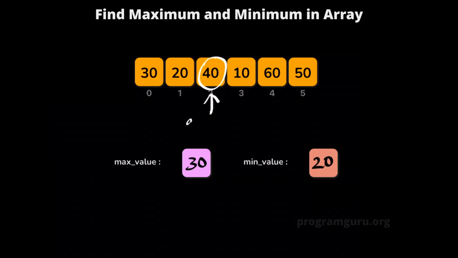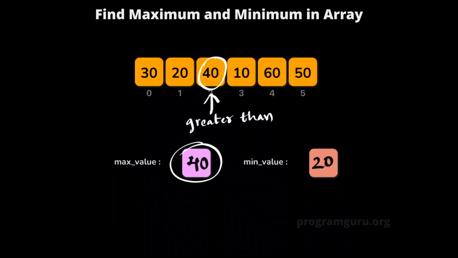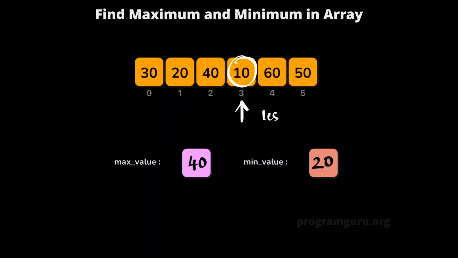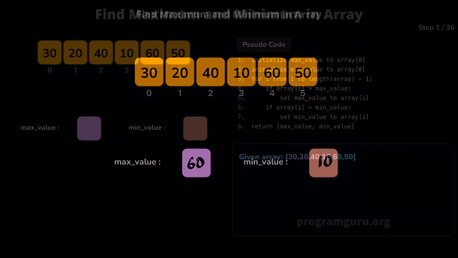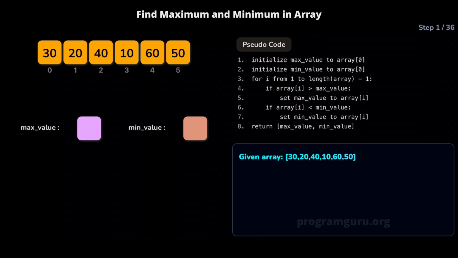If the current element is greater than the maximum value, we update the maximum. If the current element is smaller than the minimum, we update the minimum. By the end of the loop, the maximum variable holds the largest element, and the minimum variable holds the smallest element in the array. It's a simple but very important basic technique. So let's get started with the step-by-step visualization of the algorithm for the given array.